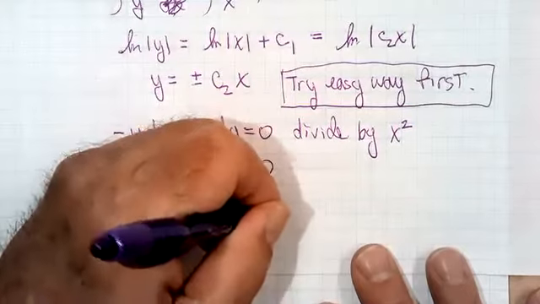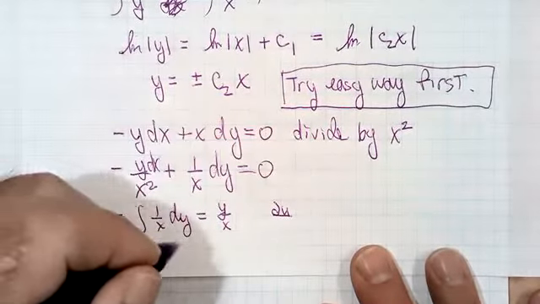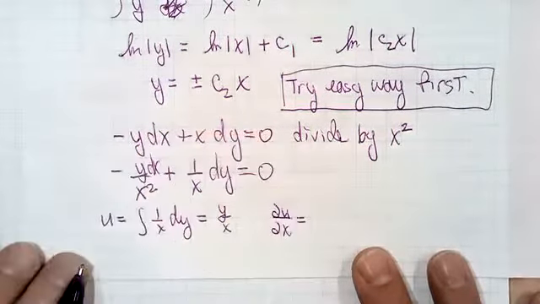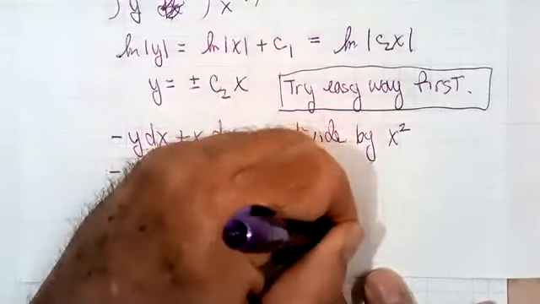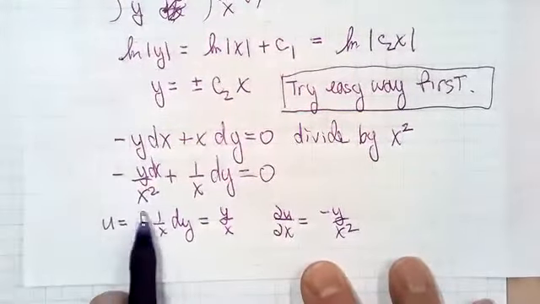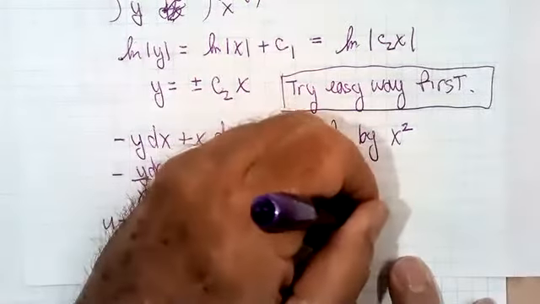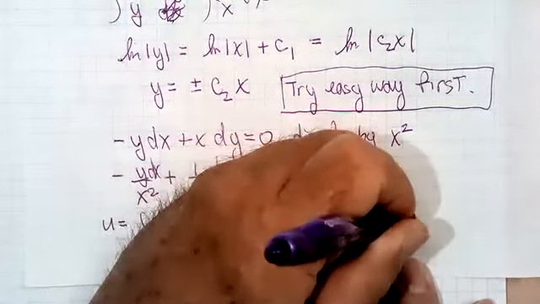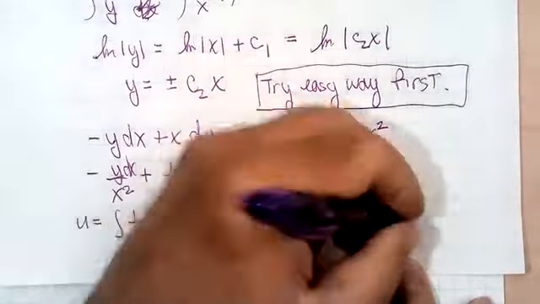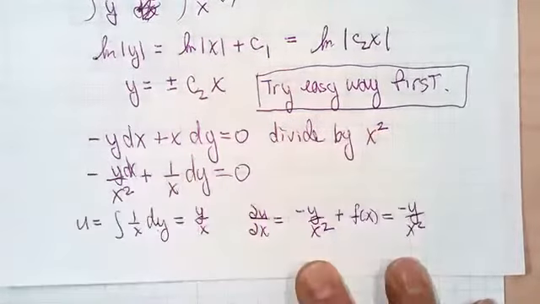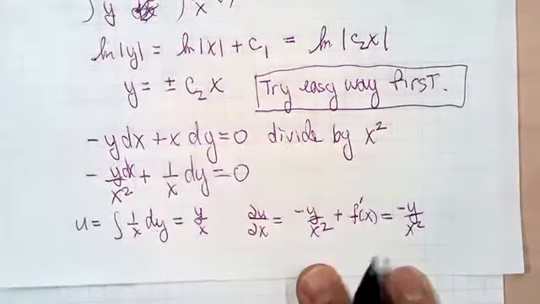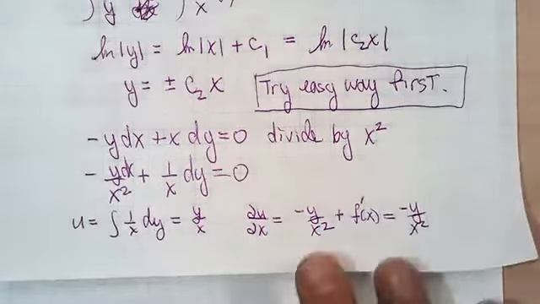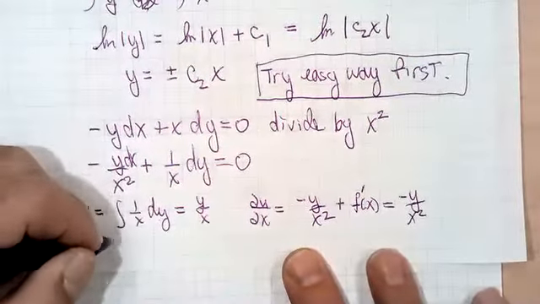So partial u with respect to x is minus y over x squared. And you set it equal to this one. Plus possibly terms involving only x. And you set that equal to this one. So you see that that's a derivative there. F prime is equal to 0. So those missing terms, if there are any, they're just constants. And therefore, that gives me this solution here.